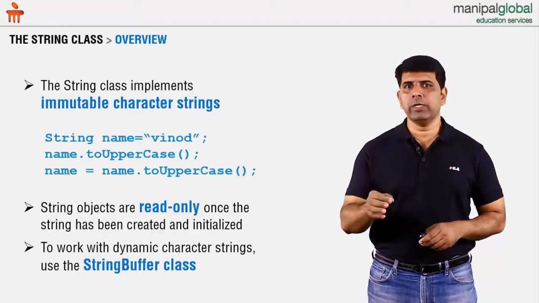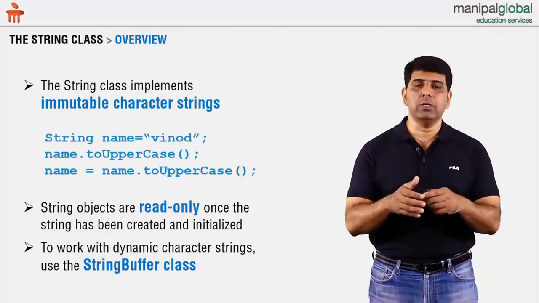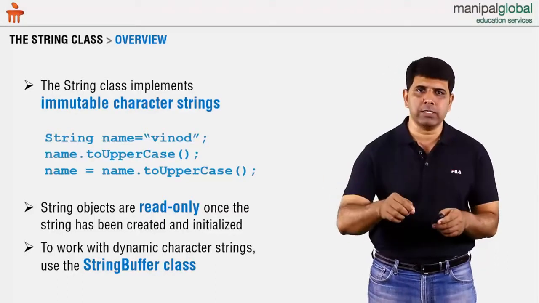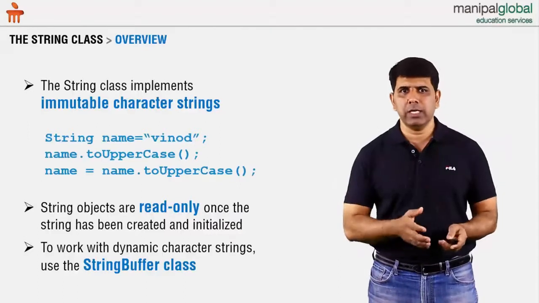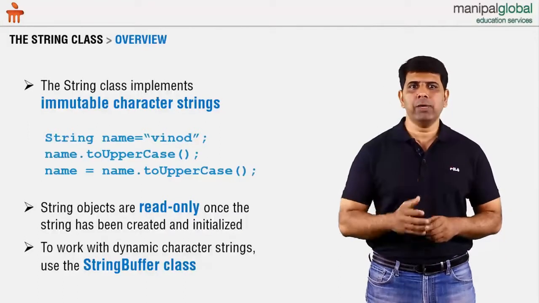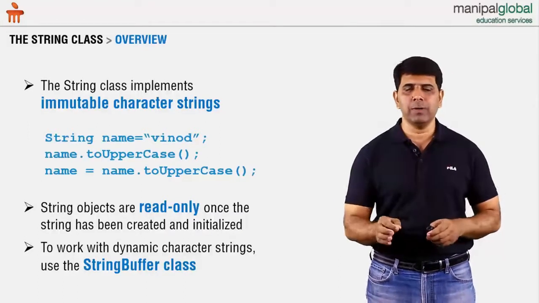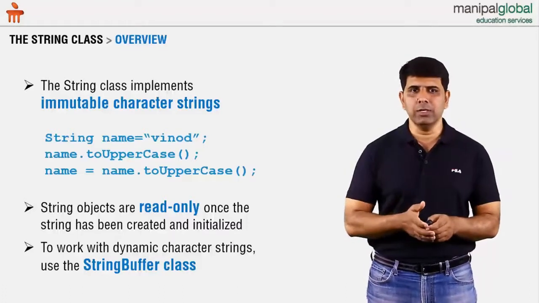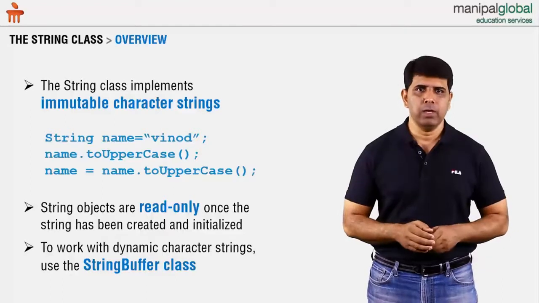To work with dynamic character strings, such as when you want to change something in the existing object, append to an existing object, or reverse the existing object, you have a class called StringBuffer, and there is one more called StringBuilder. They are similar in nature.